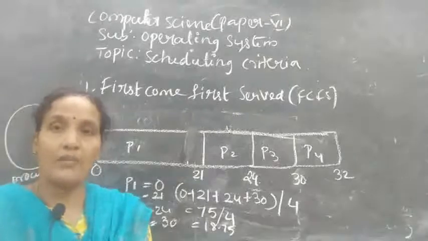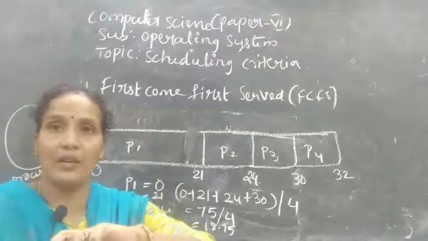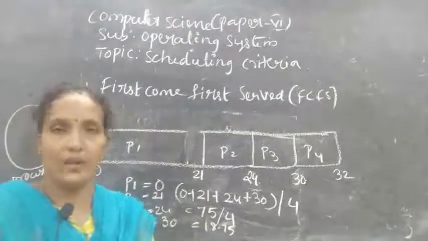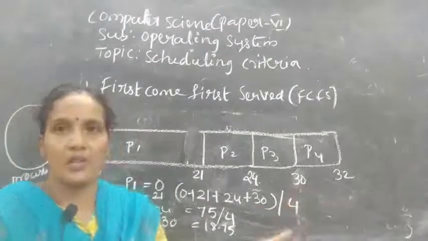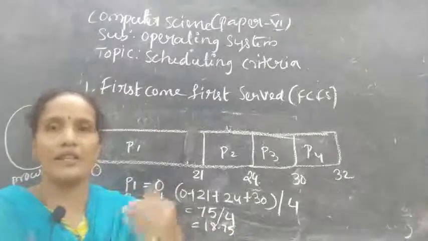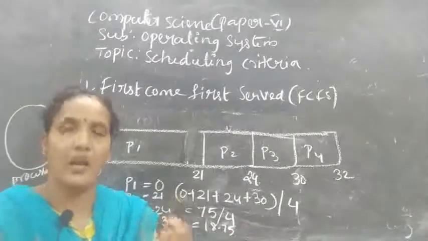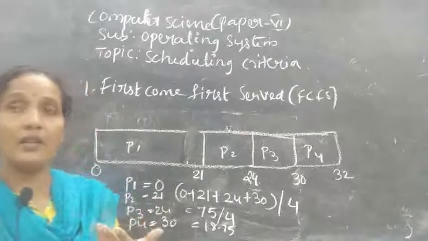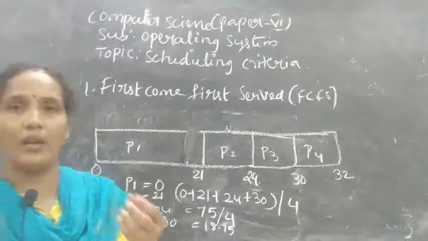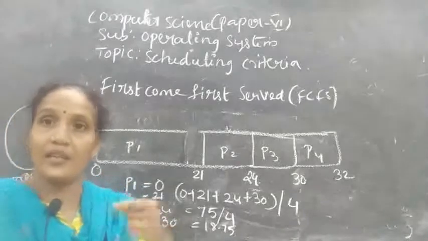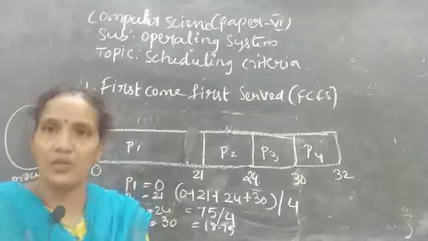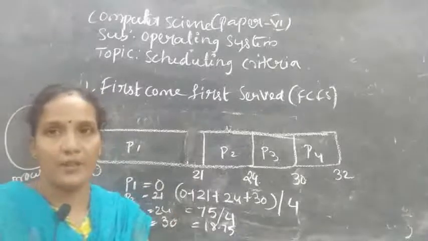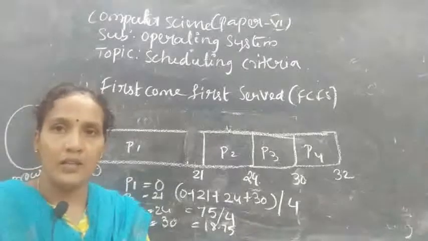After how much time does the scheduler pick the process from the ready queue for execution? Understand? Response time, in short, we use in interactive systems only. It means how much time it takes, such as 1 millisecond or 2 milliseconds, to give the first response to the user. That comes under response time. So those are the scheduling criteria.